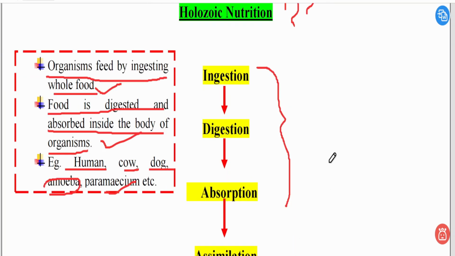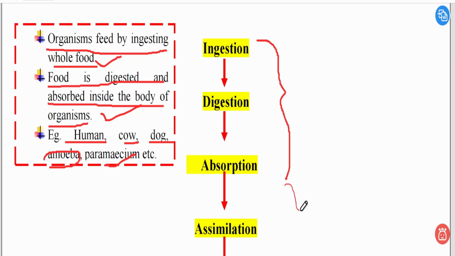Now we can study the flow chart of Holozoic Nutrition. First of all, these organisms take in food sources from the outside environment. That is also called ingestion. Now when these food sources enter the buccal cavity, crushing and breakdown of those bigger food sources into smaller particles takes place.